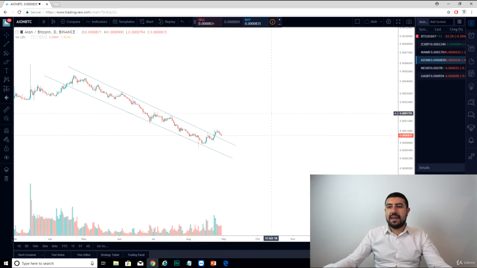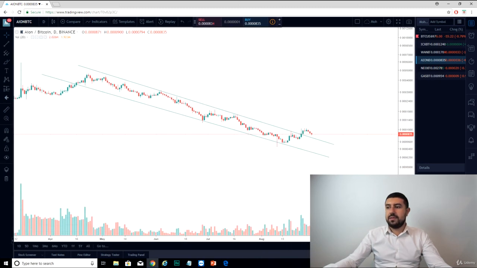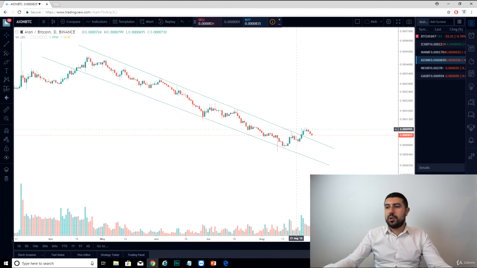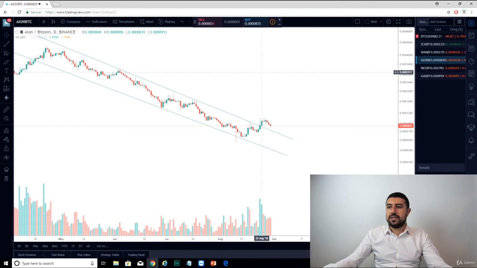Now, if something is in a downtrend, like we've said, you don't want to go against the trend. But look at this. This is the resistance line. And here, it just broke it. So then I bought some here. So now, if I like it, I expect this to go up. And I'm not saying Aeon is a good coin or whatnot. I actually had a trade going on that has nothing to do with an investment standpoint. But I did have a trade that went in here.